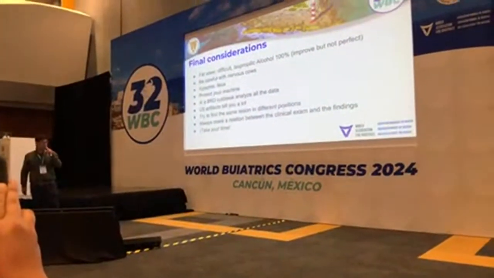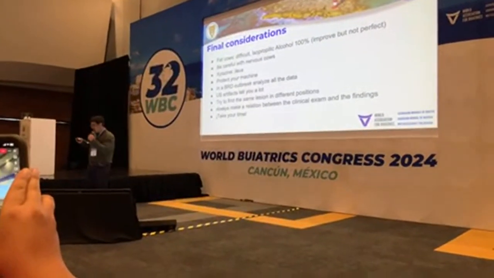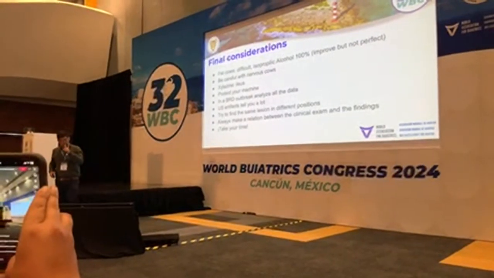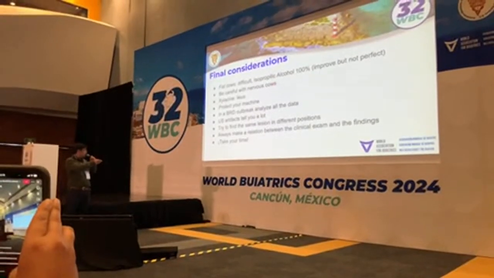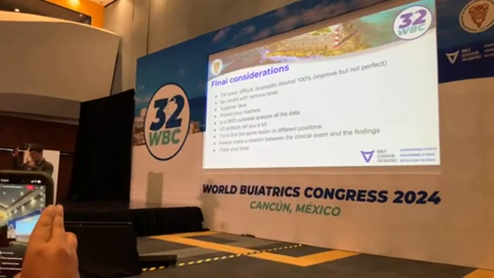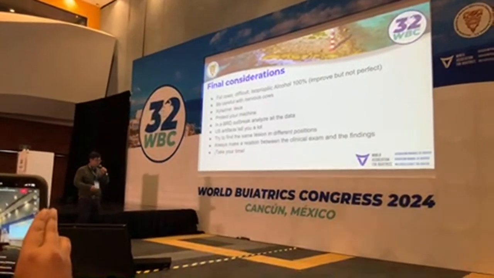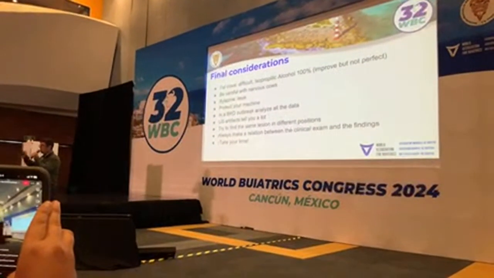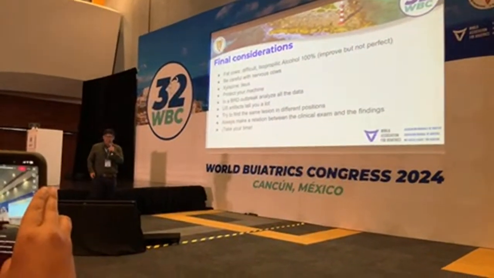As final consideration, you have to remember that fat cows, because of the thickness of the wall and the fat, will cause you a lot of difficulties. You cannot grade the organs well. You cannot apply the isopropyl alcohol to 100%. It will improve the image quality, but it will not be perfect. Be very careful with nervous cows. You can sedate them with xylazine, but you have to know that you will alter the small intestine because you will cause ileus. Protect your machine.